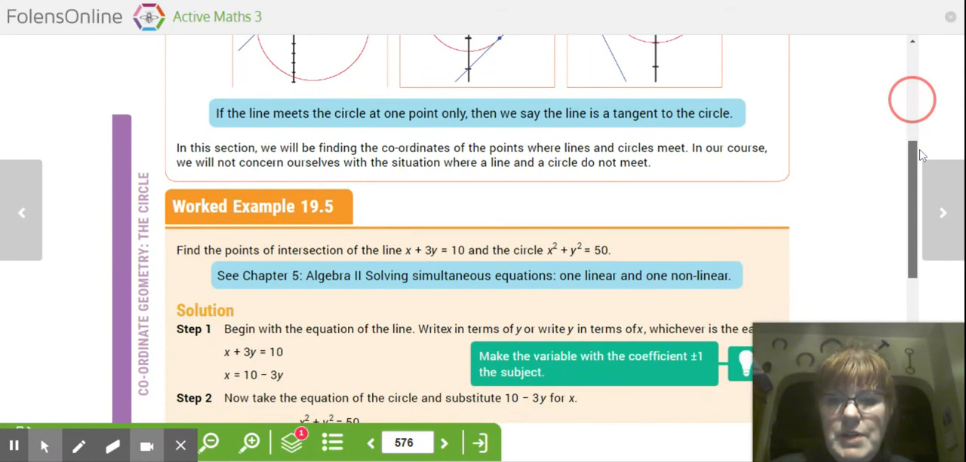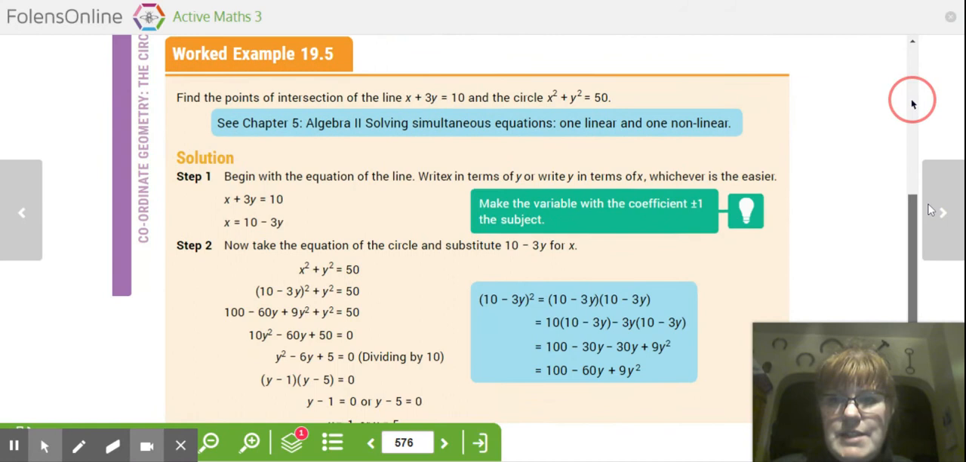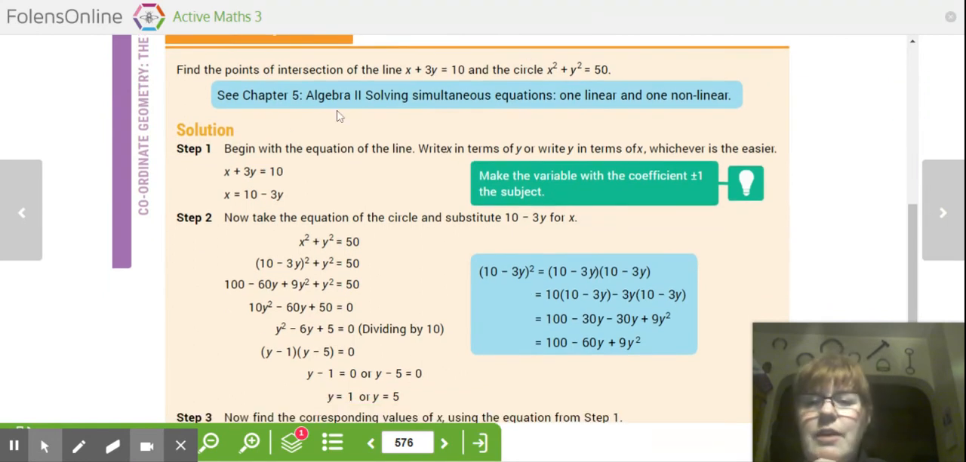What we'll be doing here is looking at this example. Now, it says find the points of intersection of the line x plus 3y equals 10 and the circle x squared plus y squared equals 50. If you remember way back when we were doing algebra, we did simultaneous equations where we had something like this, okay?